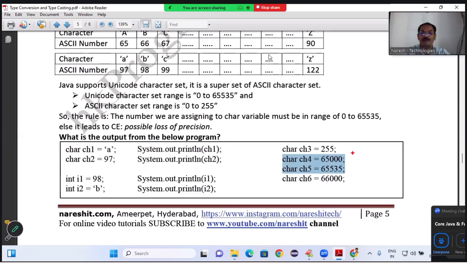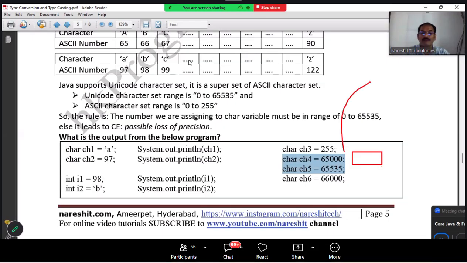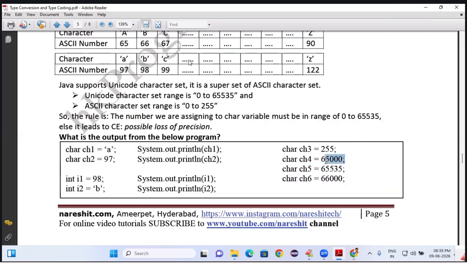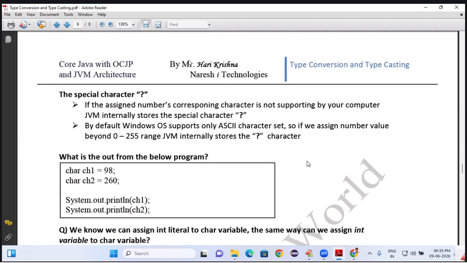Tell me now, when you assign it to this variable, what should it store? Does the JVM know that character or not? It does not know, because the OS is not giving it. The JVM keeps asking the OS what the character for 65,000 is. The OS says, sorry, I don't know. Then it comes back and stores a question mark. If the assigned number's corresponding character is not supported by your computer, the JVM internally stores the special character question mark.